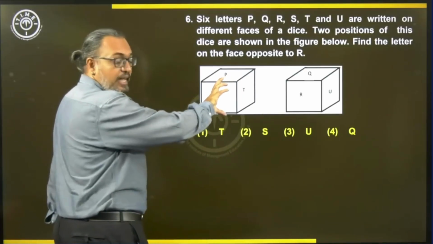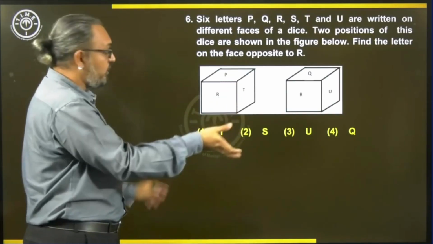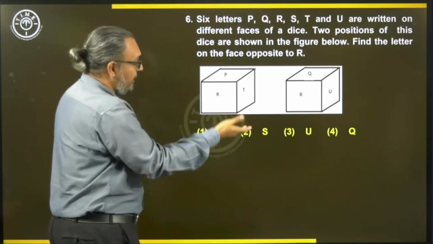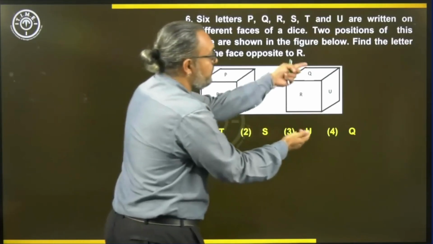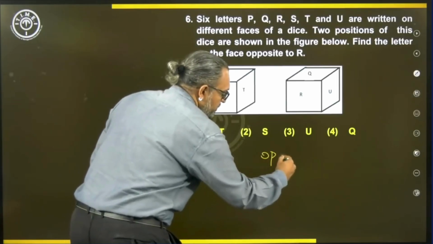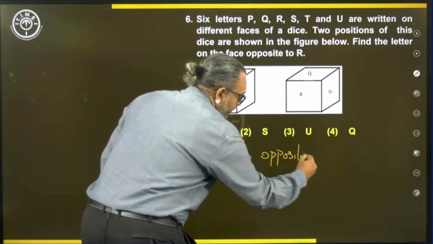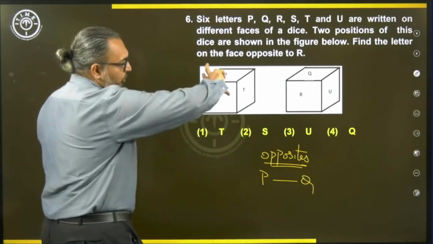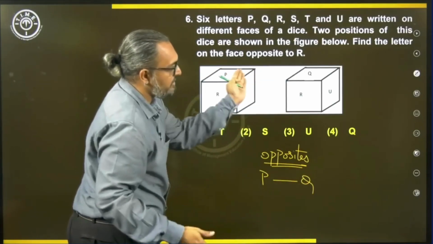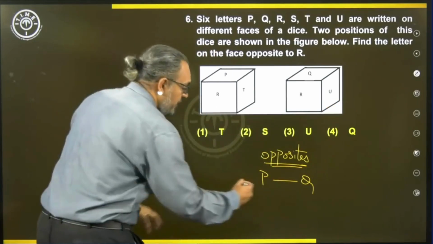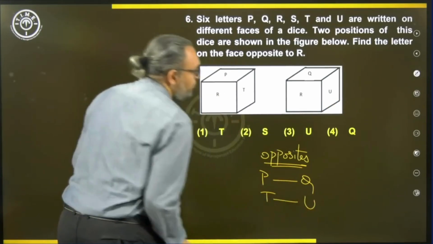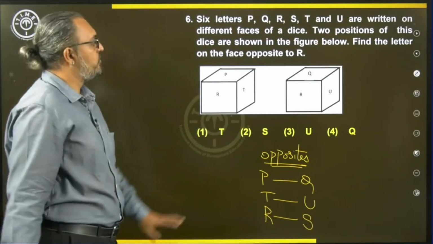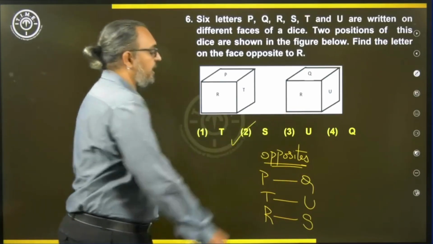You have to take this die and rotate it by 180 degrees so that R remains on the same side. Now P, if I rotate by 180 degrees, P will come at the bottom. What is opposite? Q. So the opposites that I have, so opposite to P you have is Q. Then by rotating 180 degrees, T moves to the back side. So if T moves to the back side, what is in the front side? U. So for T you have U. That means for R, you get is S. So these are the opposites. So what is the face opposite to R? You have is S.